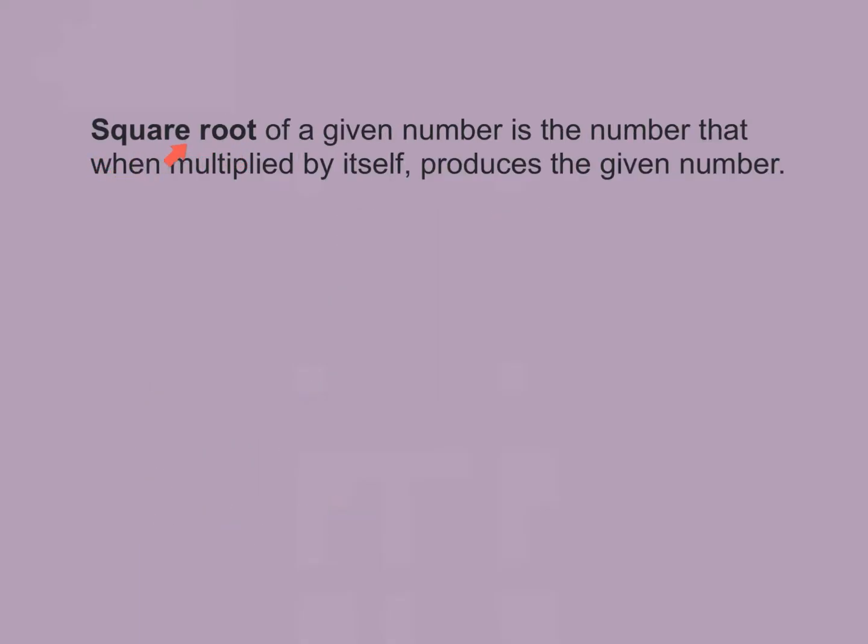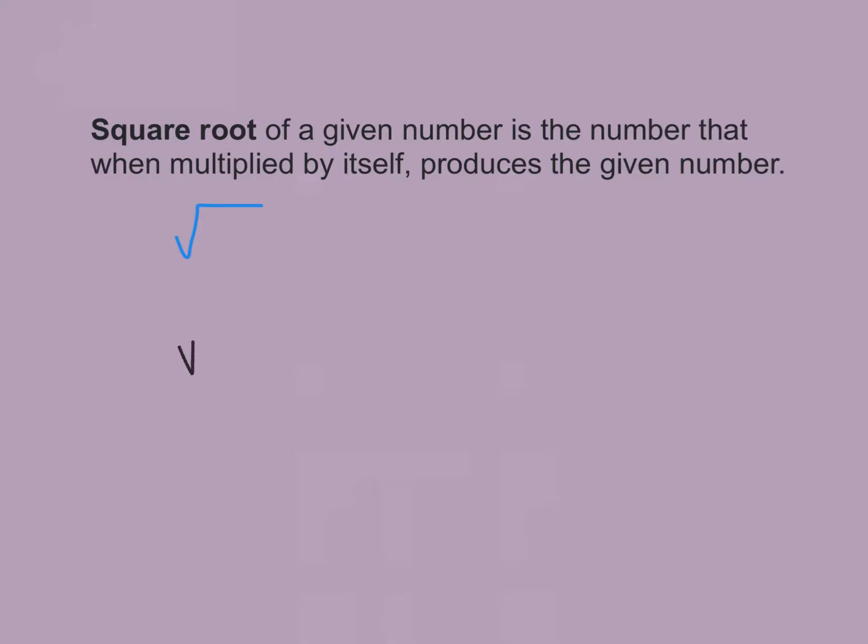Alright, what are square roots? Well, the square root of a given number is the number that is multiplied by itself to give you the given number. Now that sounds all very complicated, so let's break it down a little bit further. First of all, the sign for square root is this.